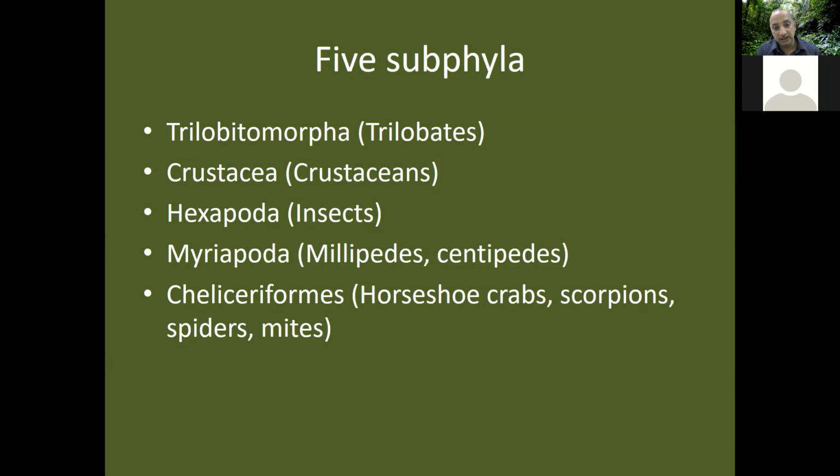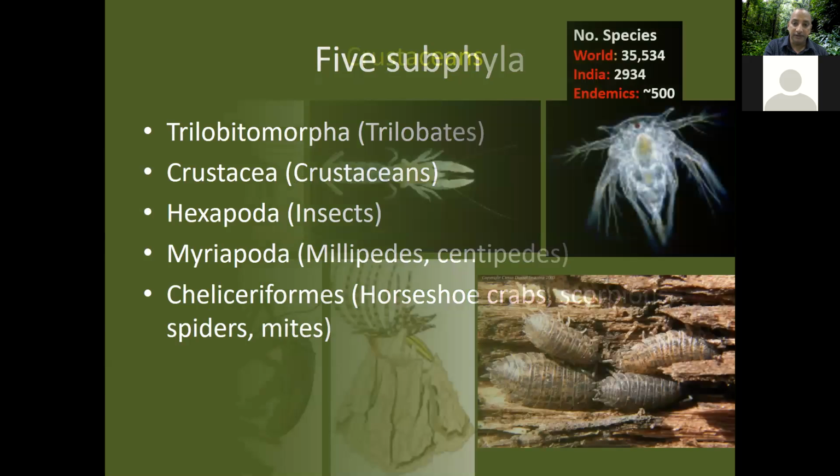So insects are very widespread. Then you have millipedes and centipedes. They are not insects, but they are also very common. Then you have horseshoe crabs, scorpions, spiders and mites, that is the Arachnida, what we generally call it. So these are the five major groups of Arthropoda that are still found.